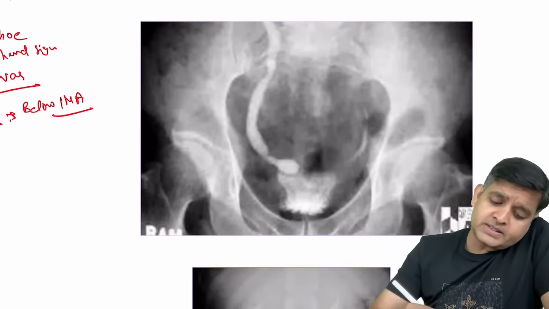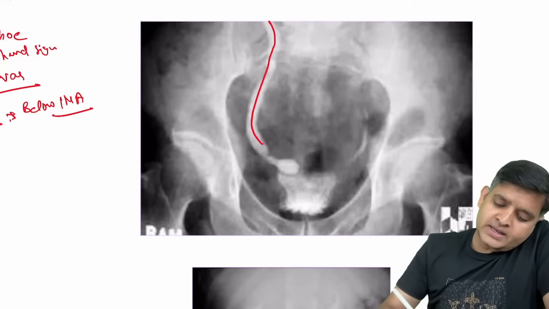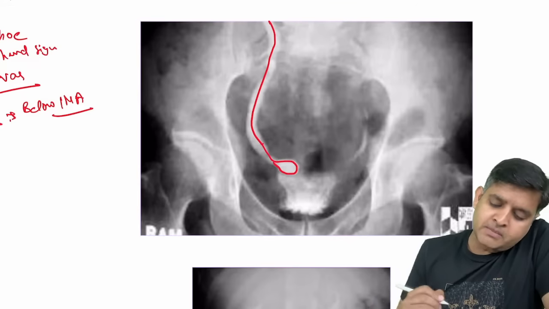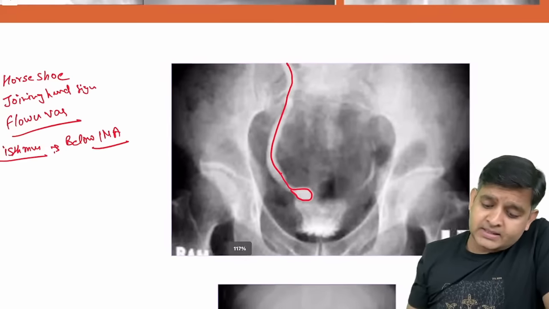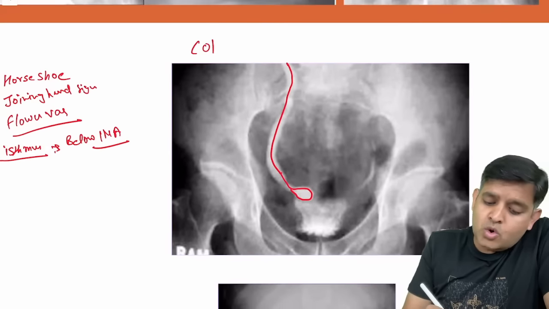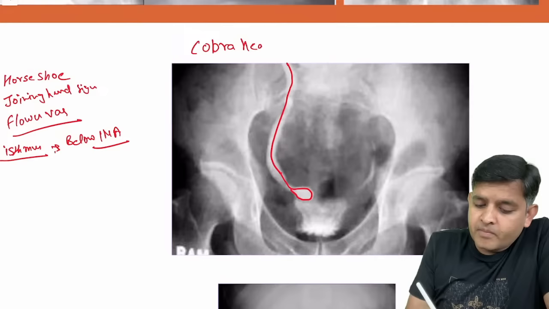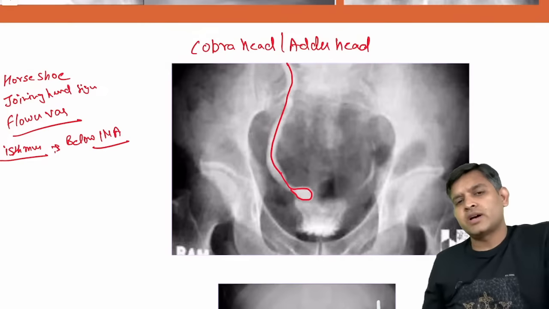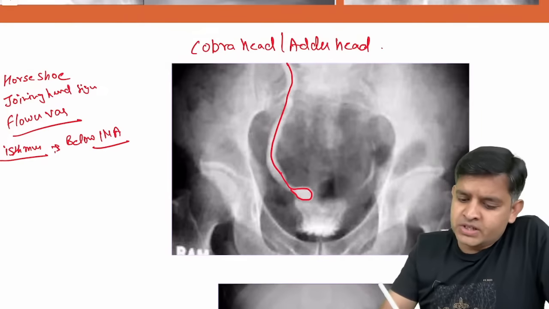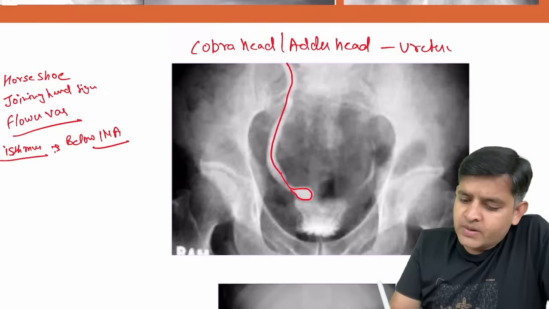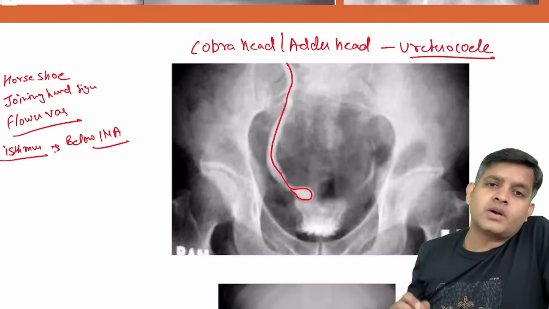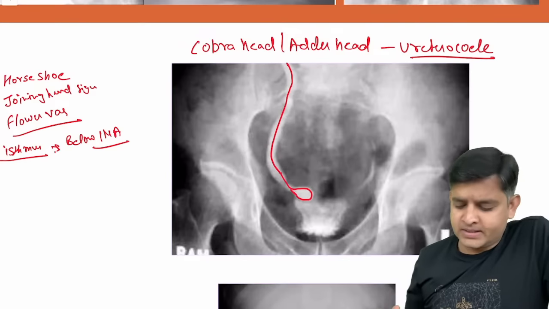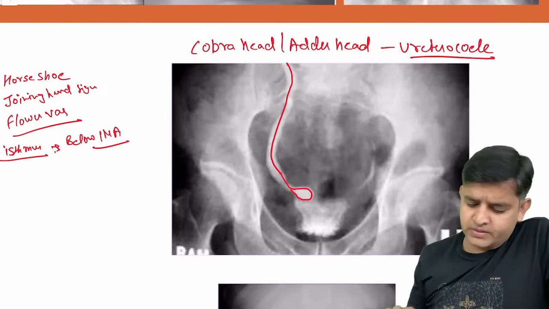If you see this appearance, you see the ureter and its terminal end is dilated and bulbous like this, and this is called as cobra head or adder head appearance, which is a feature of ureterocele.